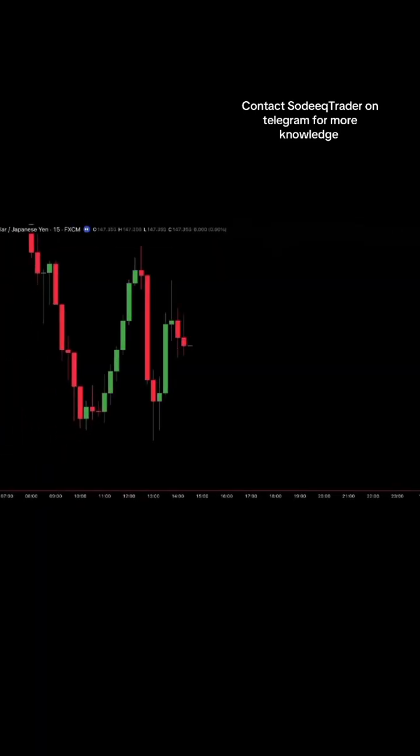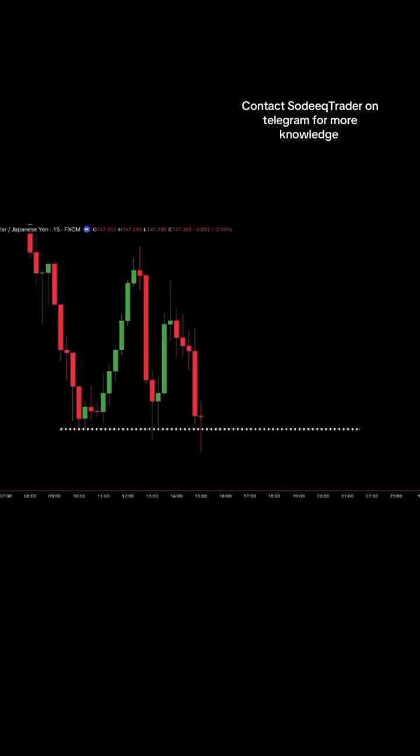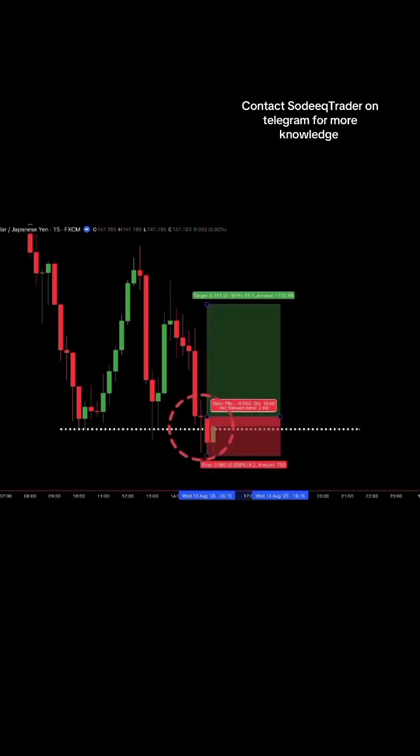Look at this chart. You've identified a clear support level where price has bounced twice. It's a key level that catches everyone's attention. Now look at what happens next. Price approaches that level again. You expect another bounce, so you place your trade. But instead of bouncing, the market drops just enough to hit your stop loss and then immediately reverses.